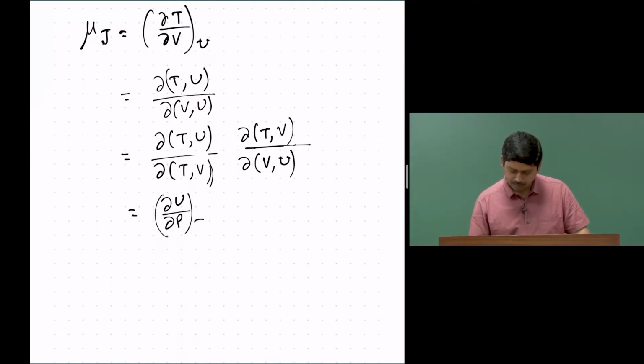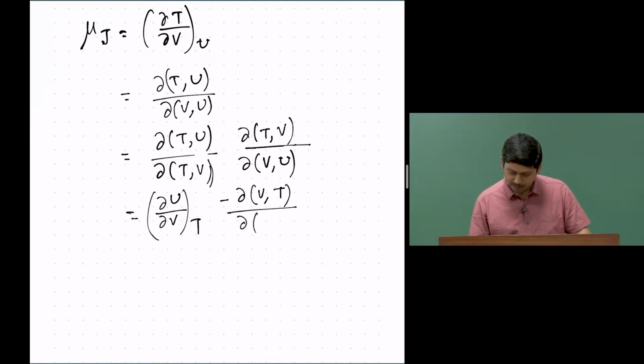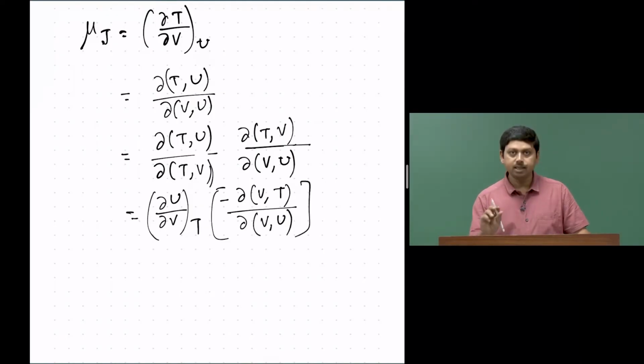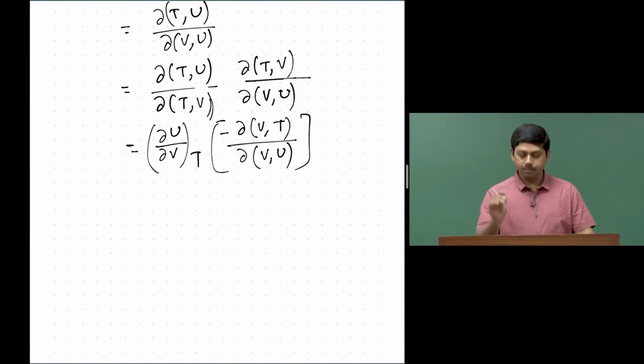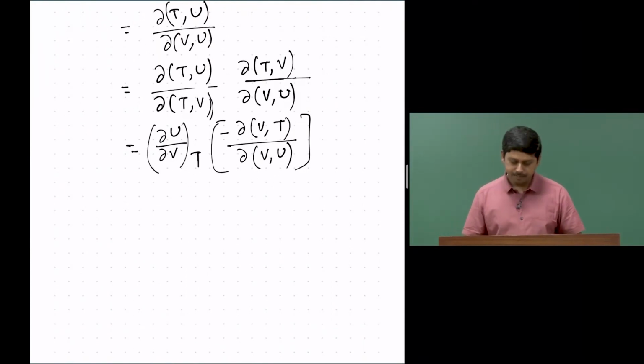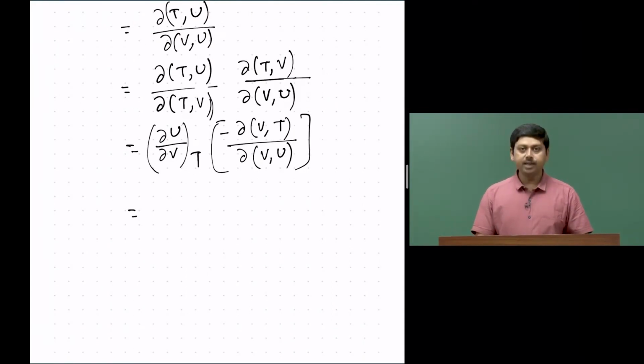Yeah, and that also is good, because here also I am getting V common. So, now we can write that as del u by del V at a constant t multiplied by, I take a minus and then write del V t by del V u, and you know why the minus is, because I switched the numerator positions t and v. Now, del u by del V t, do you remember what it is?